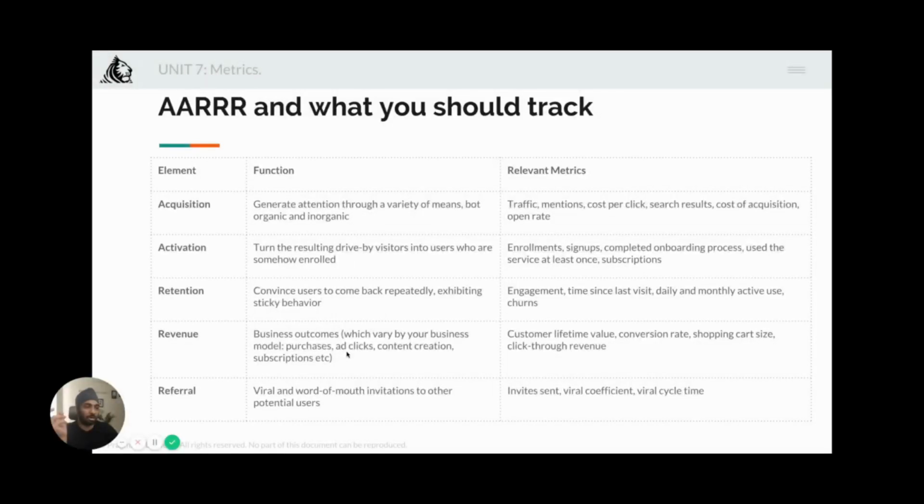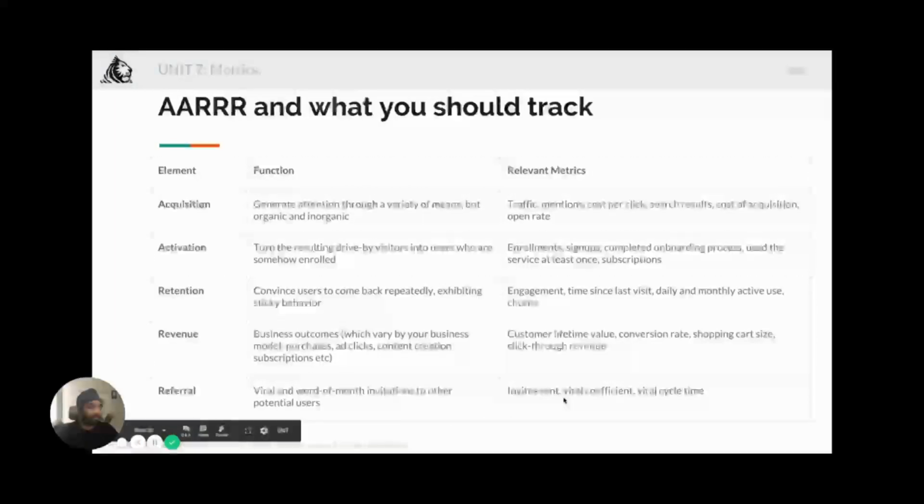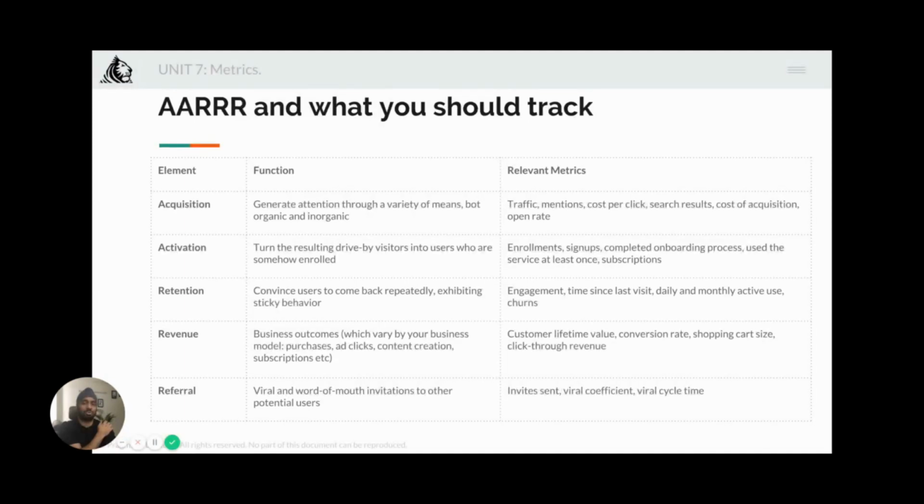For example, for Medium, how many people actually became a user and became a content creator. That becomes an important revenue channel for you. The customer lifetime value, conversion rate, shopping cart size, click through revenue, all of these metrics become important for you. And finally, referrals. So viral and word of mouth invitations to other potential users. And the invite sends, viral coefficient, viral cycle time, and so many other metrics which can help you track how well is your product referring.